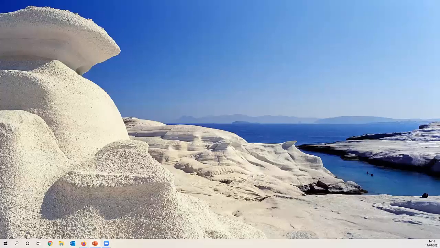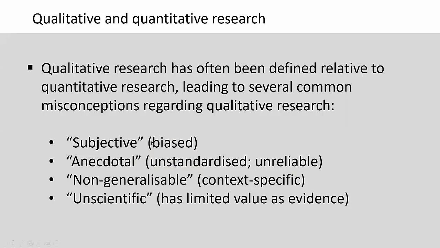Let's start again. Apologies, Reema. Tell me if you can see now. Yeah, it's there now. Yes, yes.